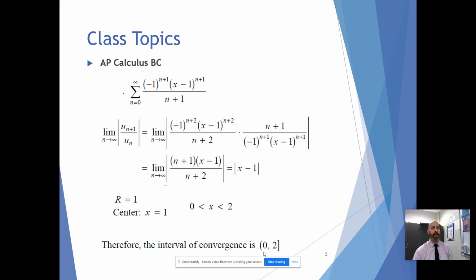We also need to check the endpoints. If you check the left endpoint at 0, you would use the integral test and you would find that it is divergent. And then on the right-hand side, when x is equal to 2, you end up with an alternating series again. So you would use the alternating series test, which you would find is convergent. So the interval of convergence here is 0 to 2, with 2 being included.